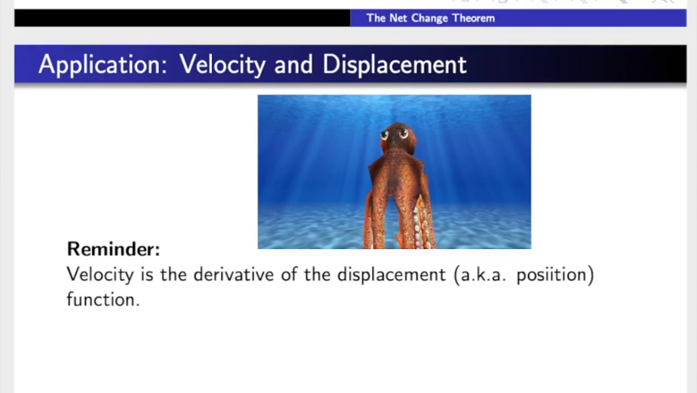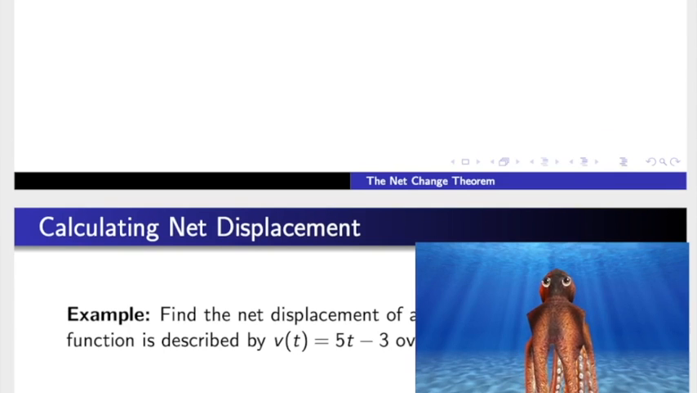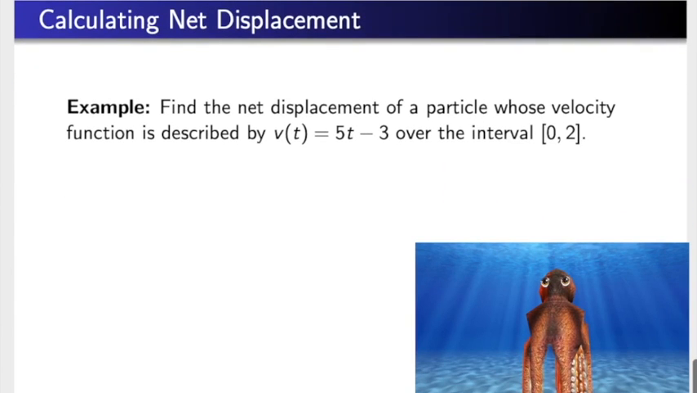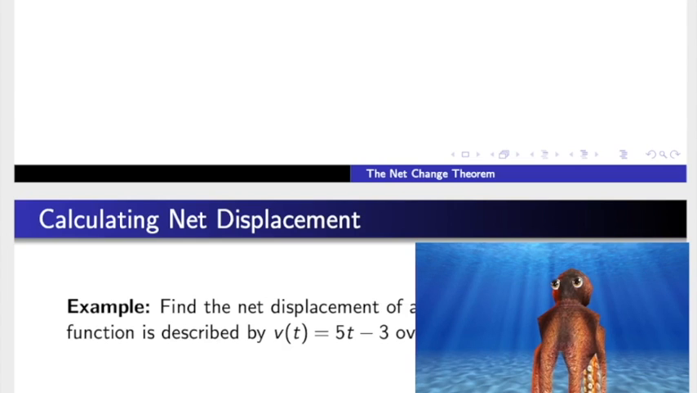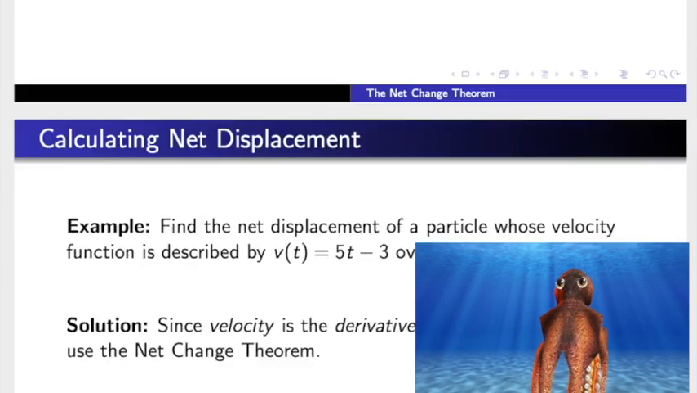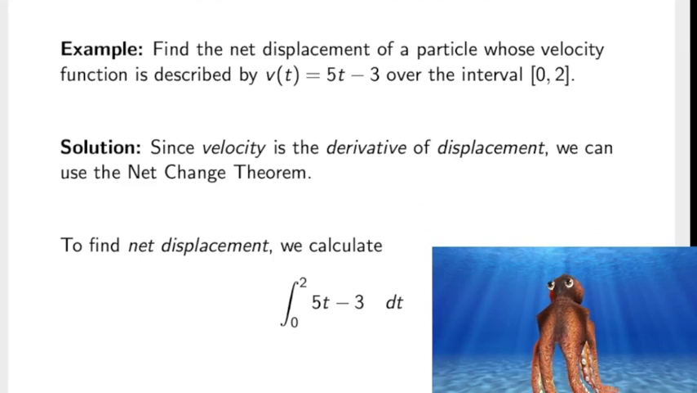To get started with physical examples, let's remember something we learned in Calculus 1. When we have a function that gives the position, aka displacement, of an object in terms of time, the derivative of that function will be the velocity of the object. We will use this fact to do this problem. Find the net displacement of a particle whose velocity function is given by v of t equals 5 times t minus 3 over the interval from 0 to 2. Since velocity is the derivative of displacement, we can use the net change theorem here. From the net change theorem, we see that the net change in position will be given by the definite integral from 0 to 2 of 5t minus 3 dt.